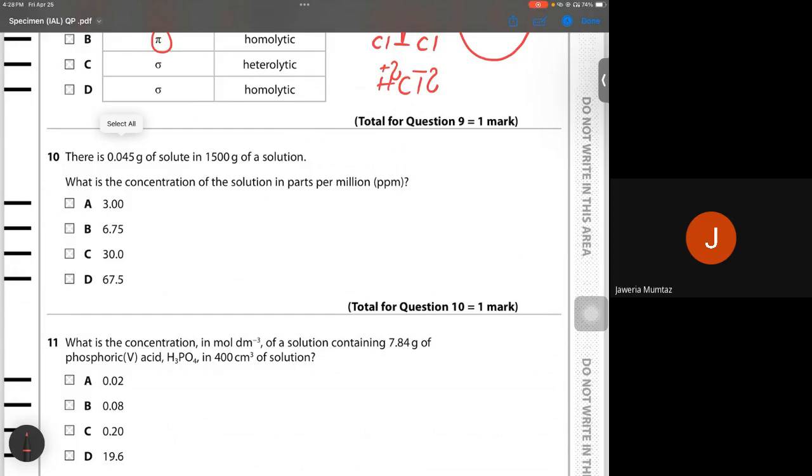I'm going to give you only 1 minute. Any idea? Is the answer C? C. Why?